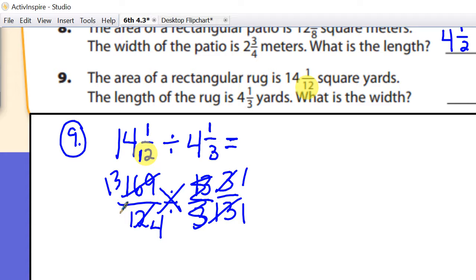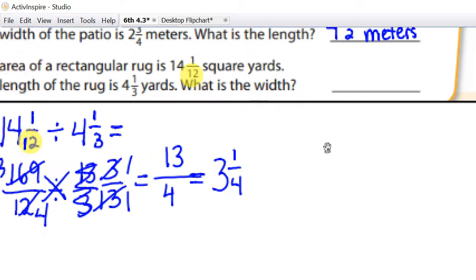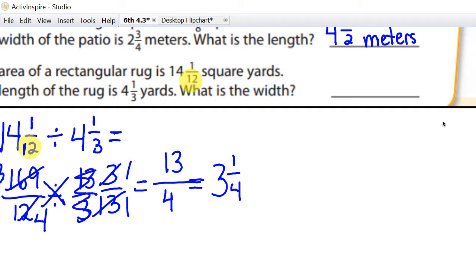I now have numerators of 13 times 1 and denominators of 4 times 1. And 13/4 is an improper fraction that I need to rename as a mixed number. 4 goes into 13 3 whole times with 1 left. 3 1/4. Reread the question. It says, what is the width in yards? The answer is 3 1/4 yards.